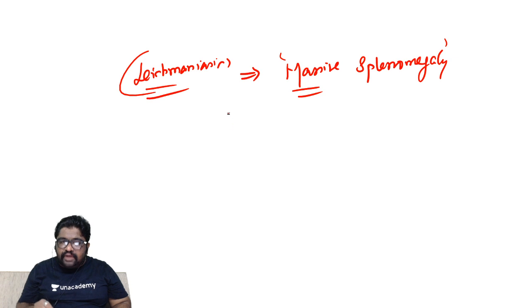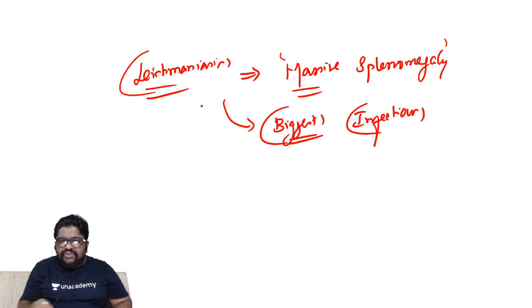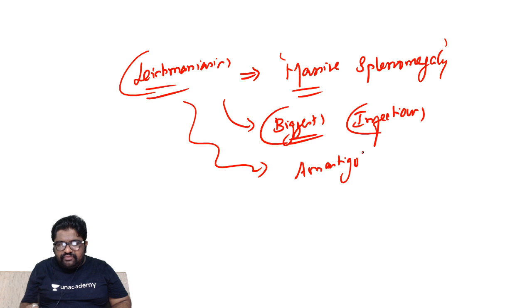Why do I keep on repeating the word massive? Because the biggest splenomegaly that can happen in the whole of infectious conditions happens in case of leishmaniasis. It means the leishmania will be found as amastigotes in your macrophages.